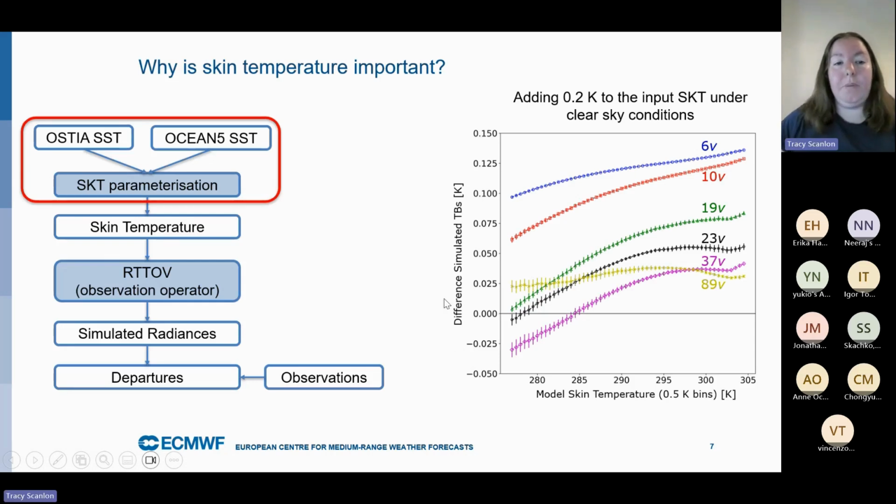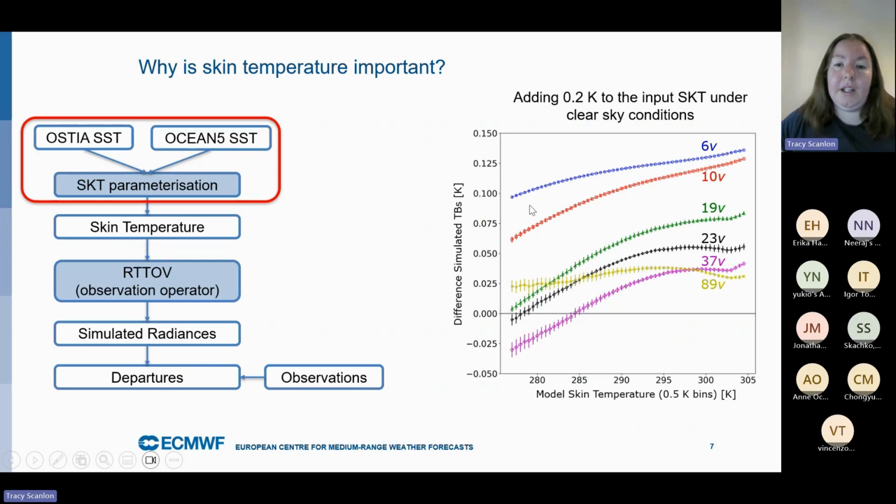So why is ocean skin temperature important within our system? Let's have a look at how it's used. We take in OCEAN5, our ocean analysis system, and OSTIA, so we're taking a combination of these two products, which are foundation SSTs. We then apply a skin temperature parameterization, which uses a warm layer and a cool skin effect to get our skin temperature valid at the time of the observation that we're looking at. We then pass this skin temperature into our observation operator, and from that we can generate simulated radiances. Our simulated radiances are very important because they are what allow us to directly calculate our departures when compared to our observations. But if we add just 0.2 Kelvin to our input skin temperature, we find that our simulated radiances can jump up by quite a lot.